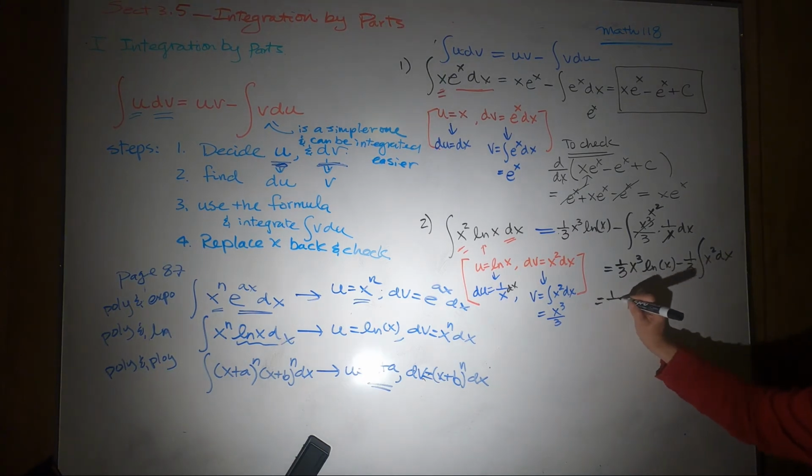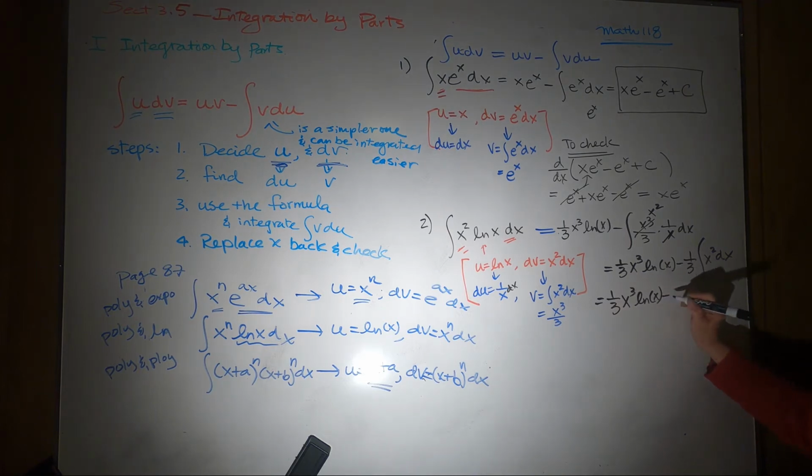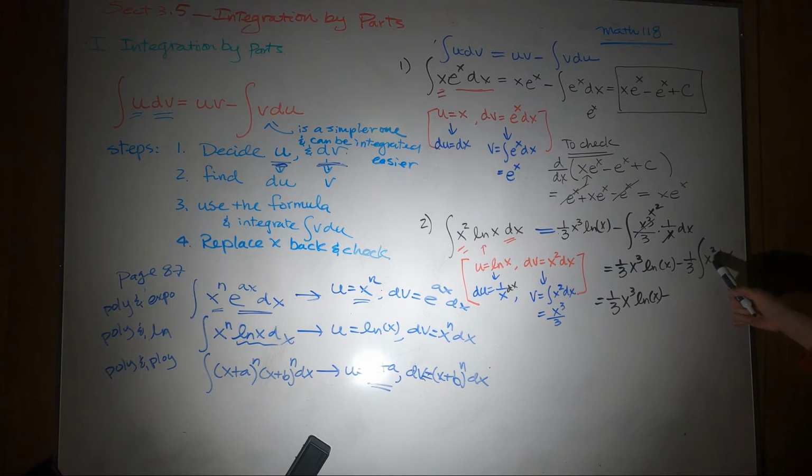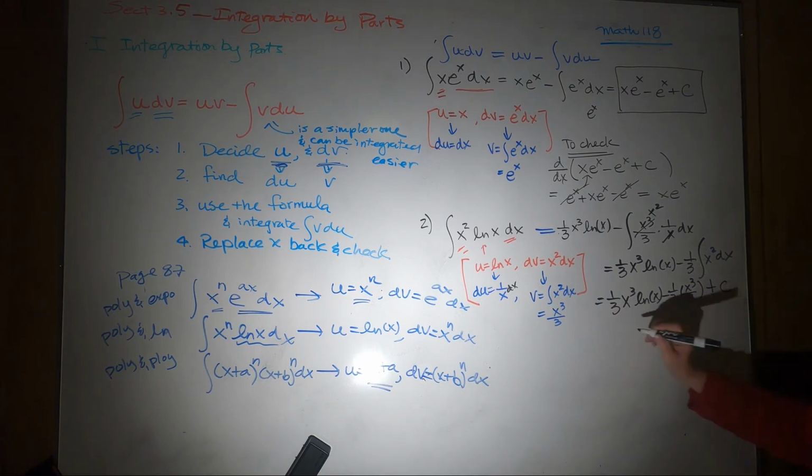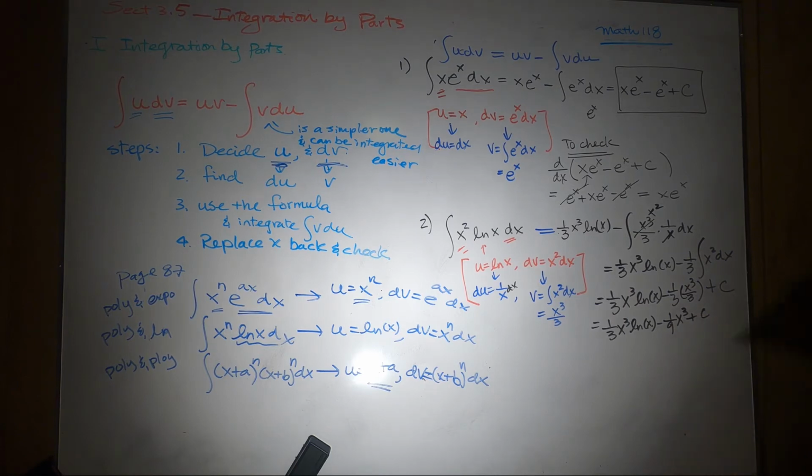Then I will have 1/3 x cubed natural log x minus the integral of x squared, which will be x cubed divided by 3. Up one level, plus c. So that will be 1/3 x cubed natural log x minus 1/9 x cubed plus c.